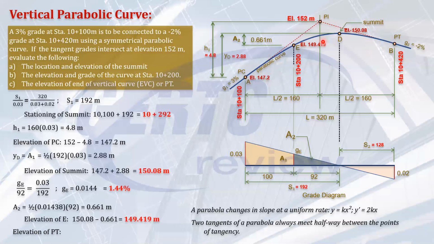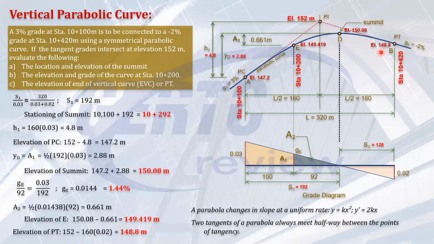The vertical distance is 160 times 0.02. So I will not draw the figure here or the height, but it can be like this. That's 152 minus the vertical distance. That's 160 meters times the slope. This is it. And that is 148.8 meters, the elevation of the PT.